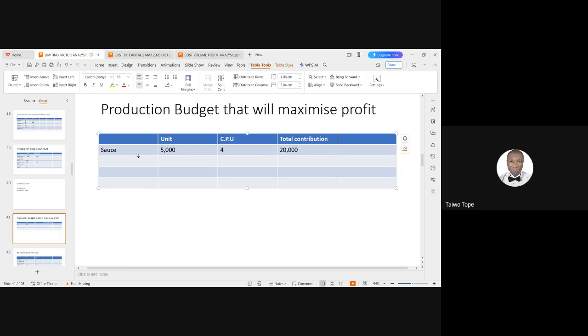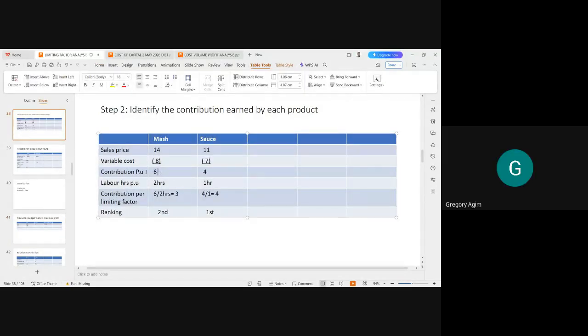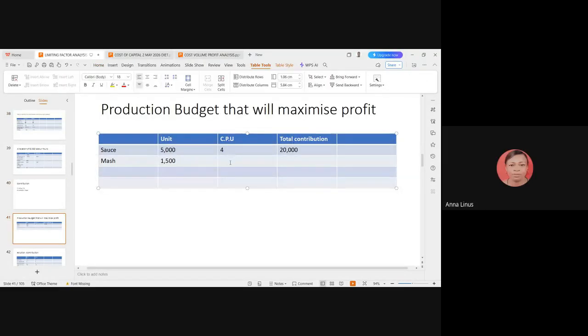For mesh, it will be what? 1,500. The contribution per unit is what? 6 naira. See it here, 6 naira. The total contribution? It's 9,000. So your total contribution at this point is 29,000.